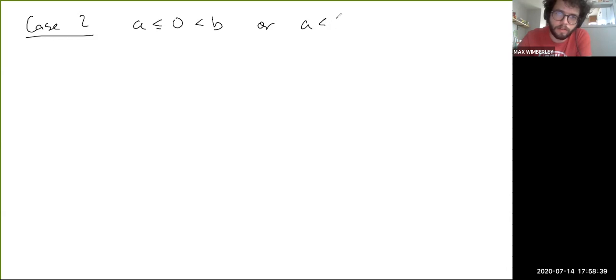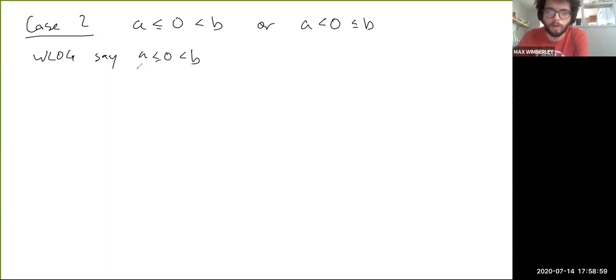So then we just have to consider case two: a is less than or equal to 0, less than b, or a less than 0, less than or equal to b. I believe those are the only two other possibilities. Without loss of generality, say a is less than or equal to 0, less than b. The other case is a mirror image of this.